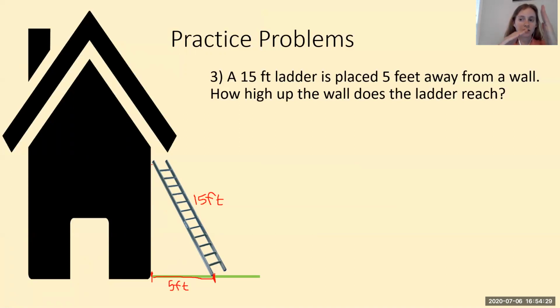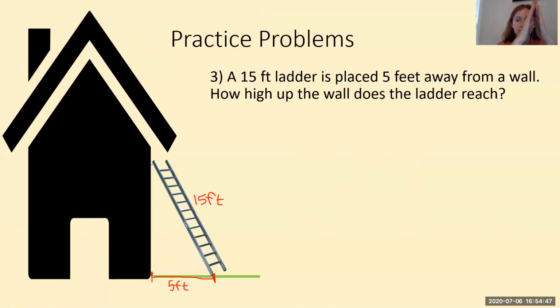Now, of course, if the ladder was right up against the wall with no space at all, then the ladder could reach 15 feet up the wall, right? Because it's 15 feet tall. But the ladder is not right up against the wall. The bottom of the ladder has to be pulled out so it can rest safely against the wall.